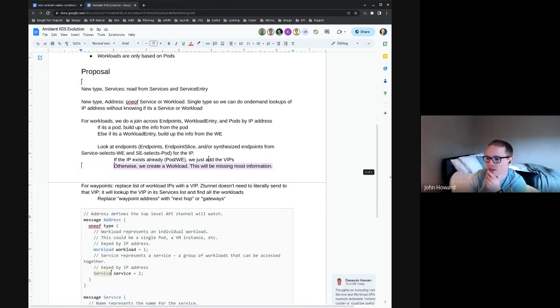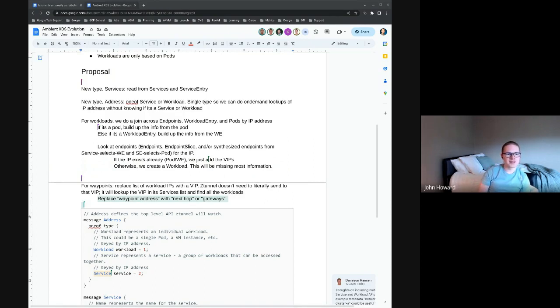Okay, I think the last thing, well, one, we talked a bit about this before, but it probably makes sense to replace waypoint addresses with something more generic, like gateway or next hop or whatever we want to call it. That's more generic than just waypoint. I don't know, we can bike shed the naming, but something along those lines that's more generic.